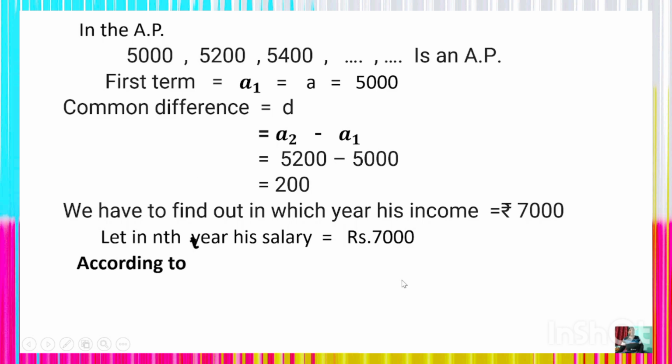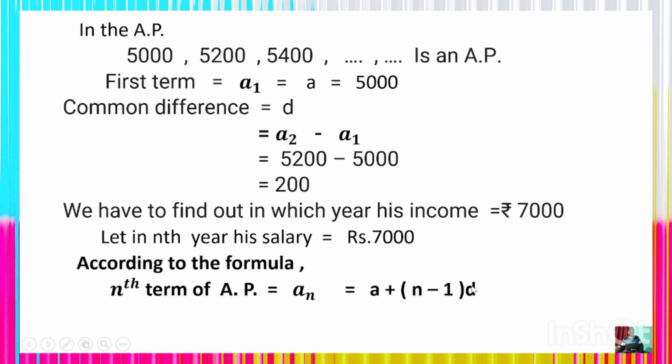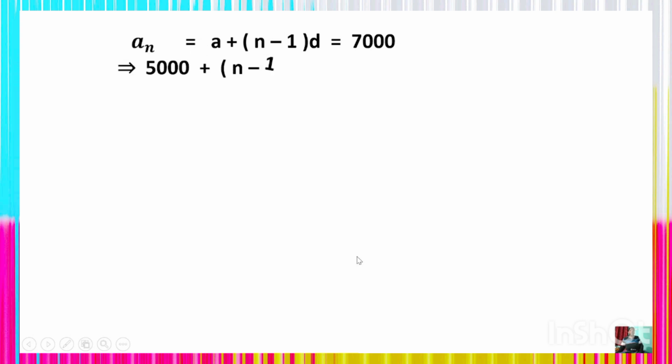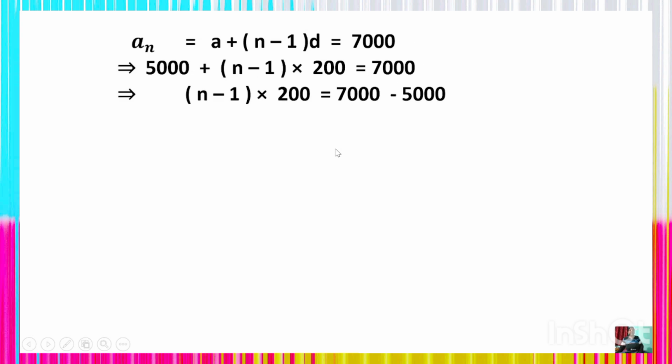According to the formula I can use, the nth term of the AP, an, is equal to a plus (n minus 1) into d, which is 7,000. So a plus (n minus 1) whole into d is equal to 7,000. So 5,000 plus (n minus 1) whole into 200 is equal to 7,000. So (n minus 1) into 200 is equal to 7,000 minus 5,000. So (n minus 1) into 200 is equal to 2,000.